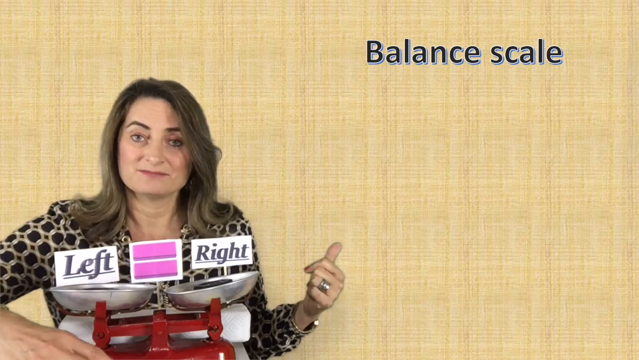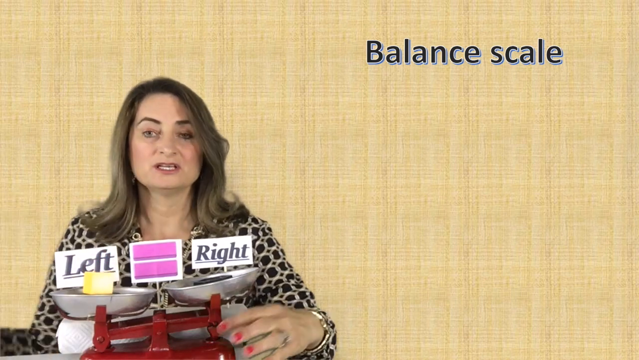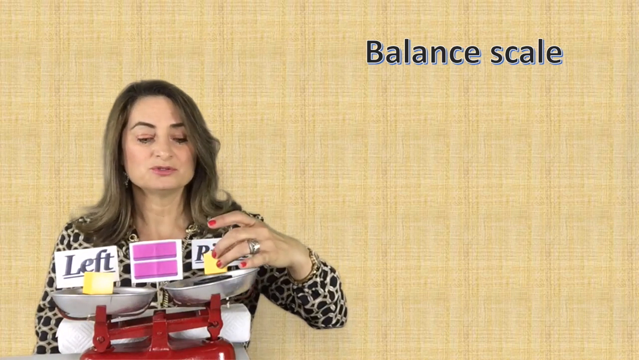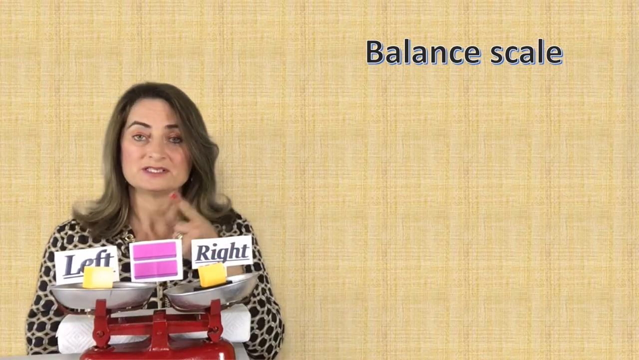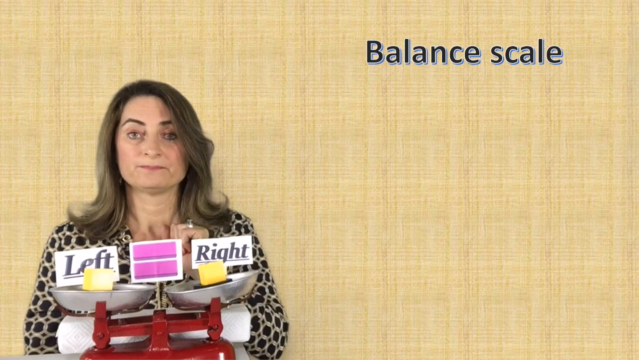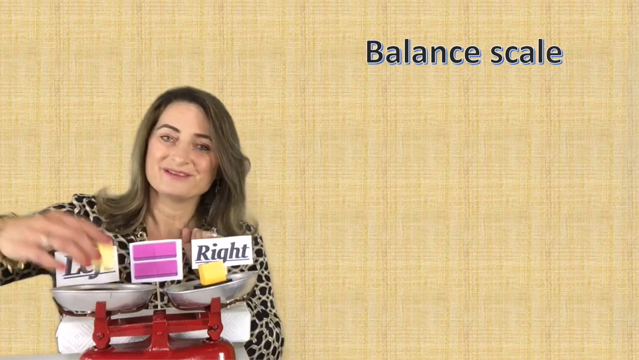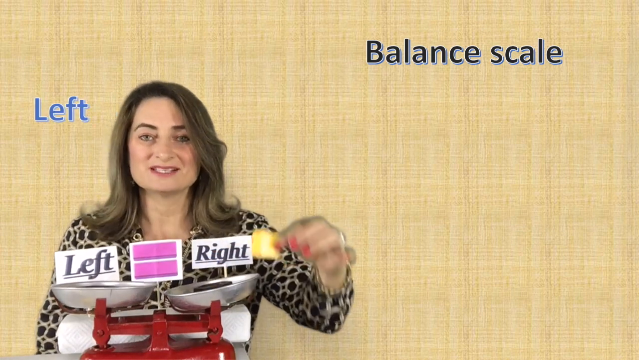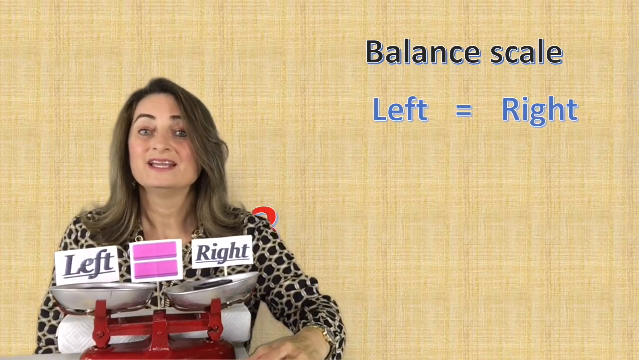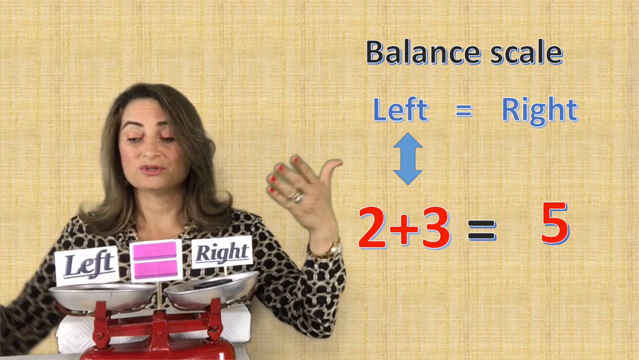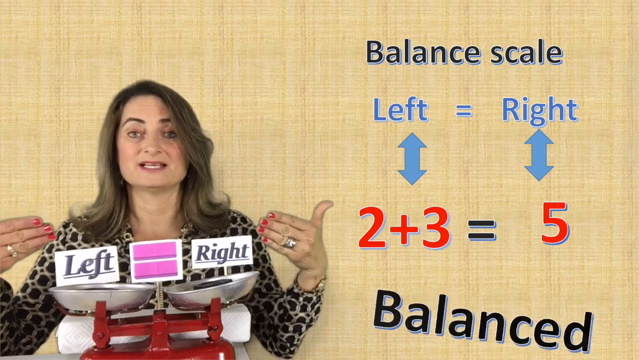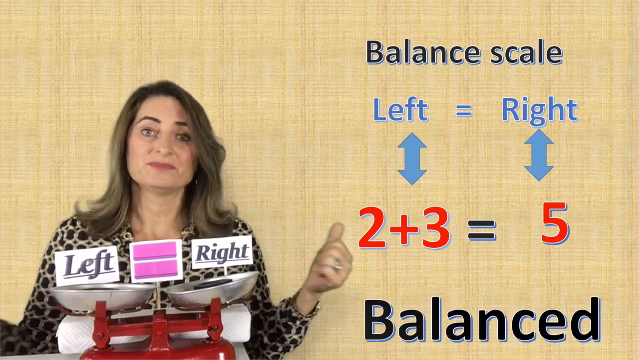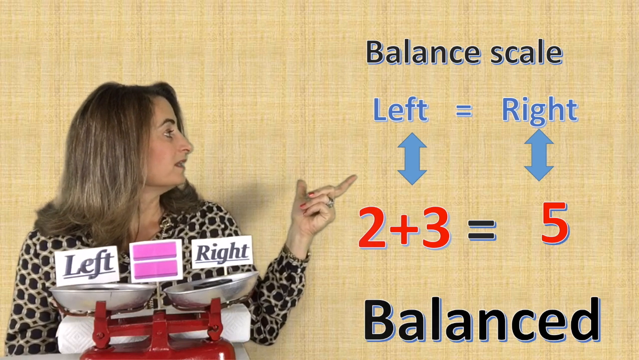So if you add something to the left side of the equation, you have to add the same amount to the right side for it to stay in balance or equal. And whatever you take away from one side of the equation, you have to take the same amount from the other side for it to stay in balance or equal. So this balance scale works exactly as the equation. Keep that in mind.